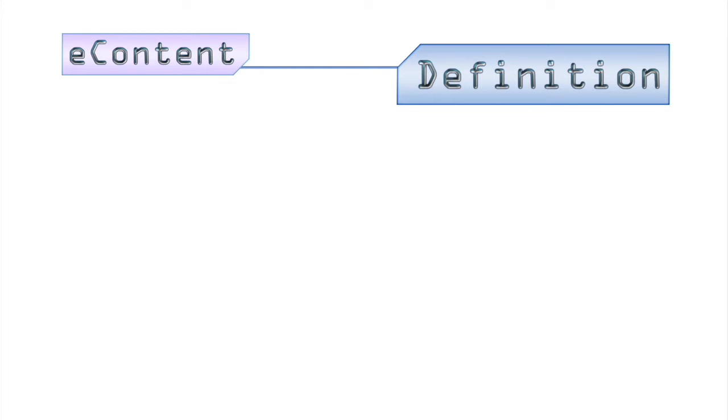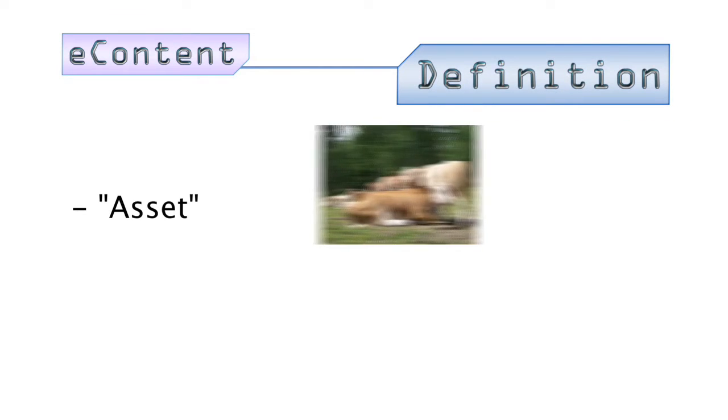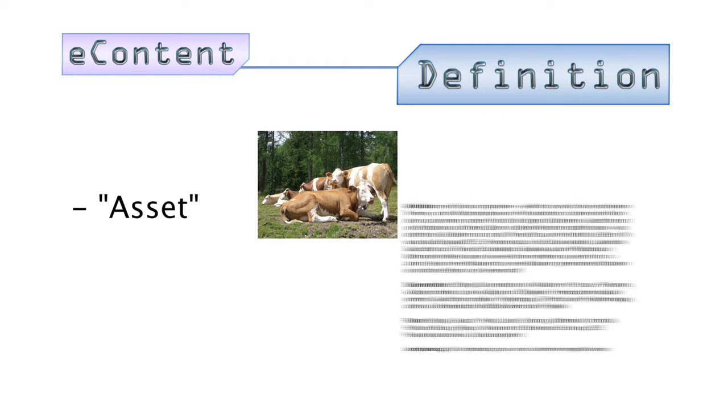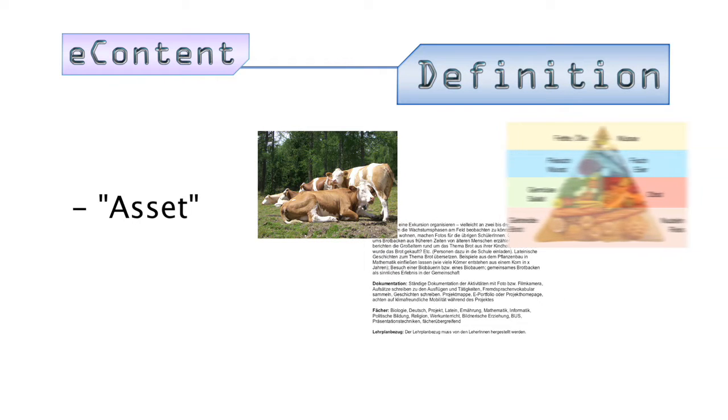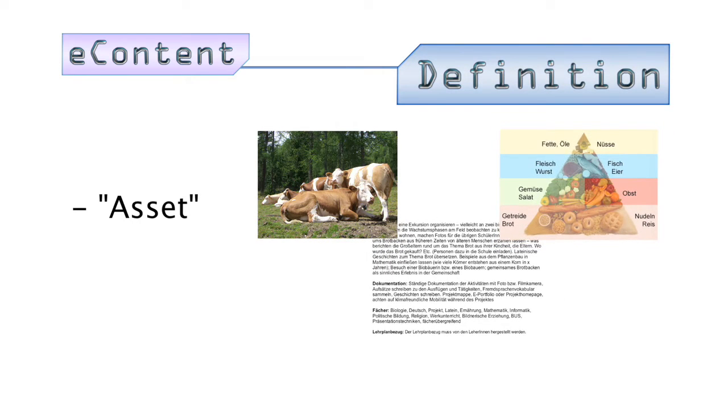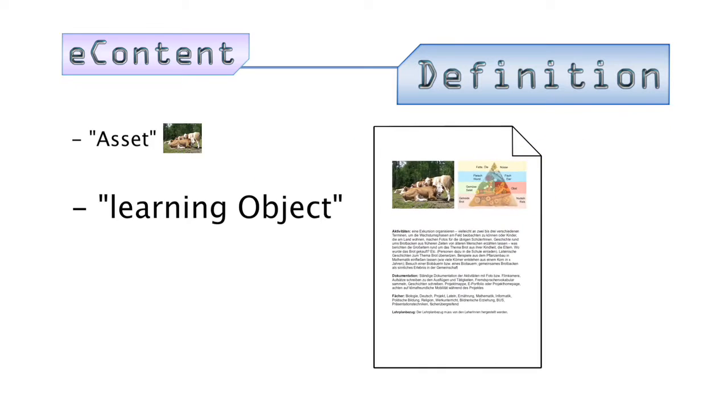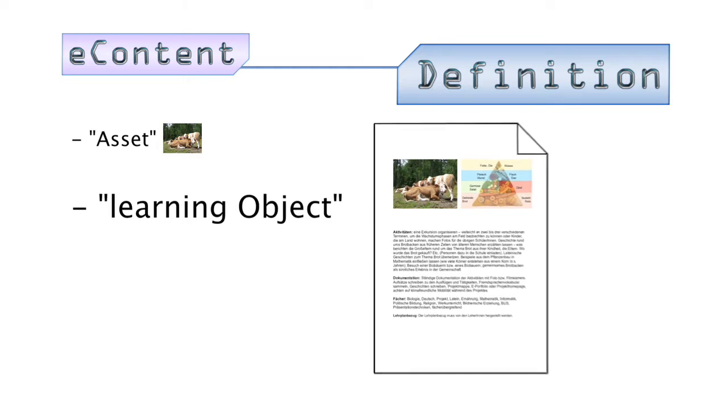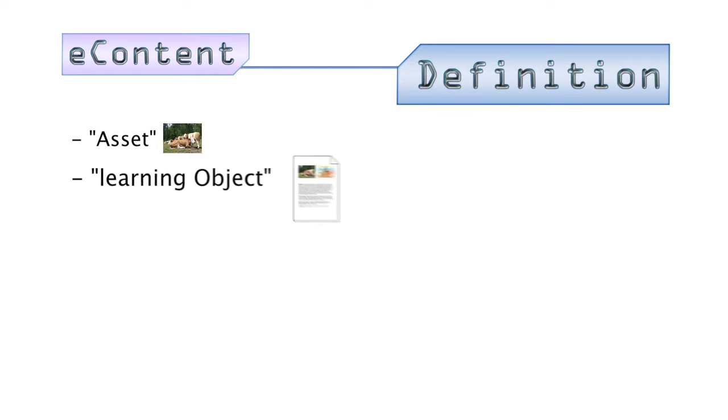eContent is categorized by its size. The smallest of elements is called an asset. So an asset is a single building block, such as an image, a text, or a simple animation. Several assets form a learning object. The assets inside an object have to be structured in a pedagogically meaningful and self-contained way.